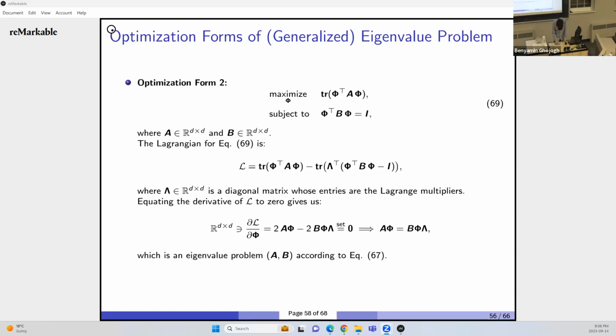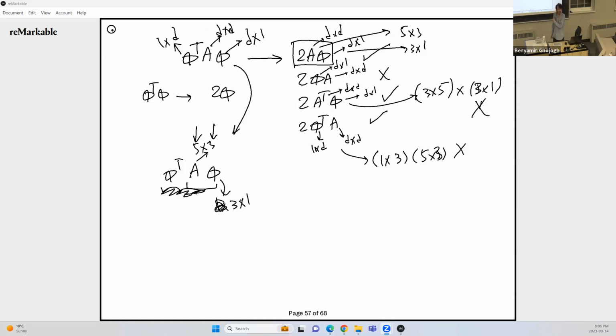Optimization form 2. Maximize the trace of phi transpose A phi subject to phi transpose B phi equals I. Just one thing in parentheses, let me tell you, I forgot. If you don't want to use this technique, you can go to matrix cookbooks with 1,000 pages. You look them up, it's like a dictionary. You go and find the formulas for derivatives of vectors and matrices, okay? Or use the technique like, okay.